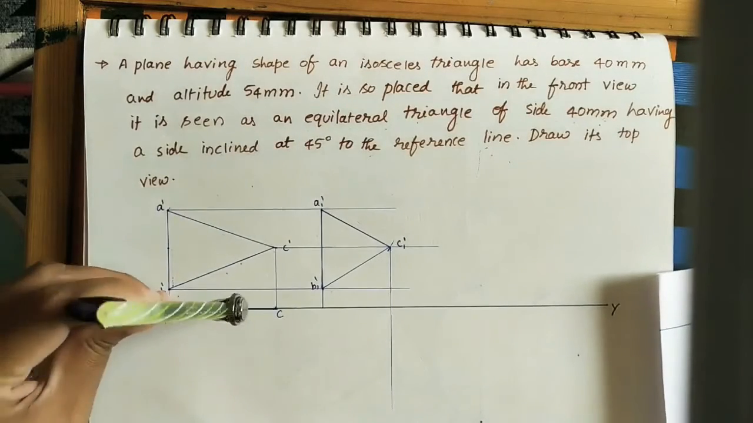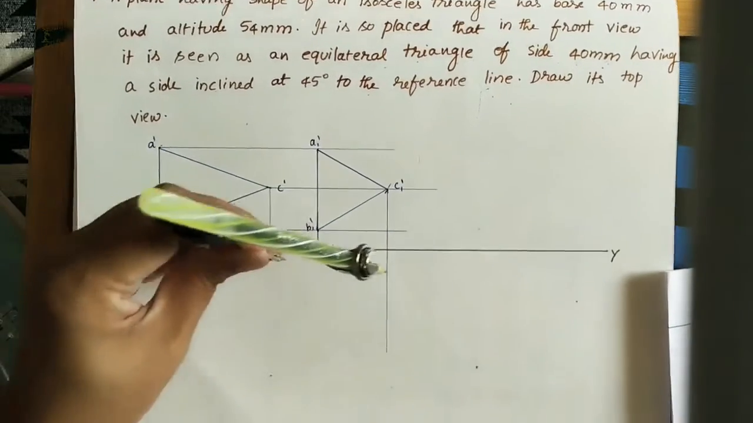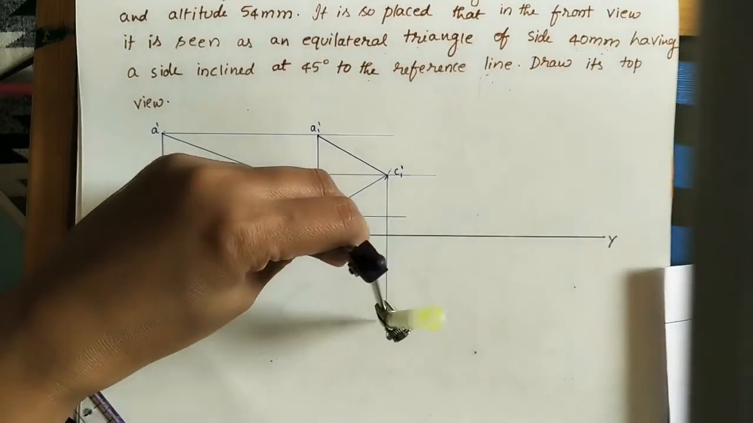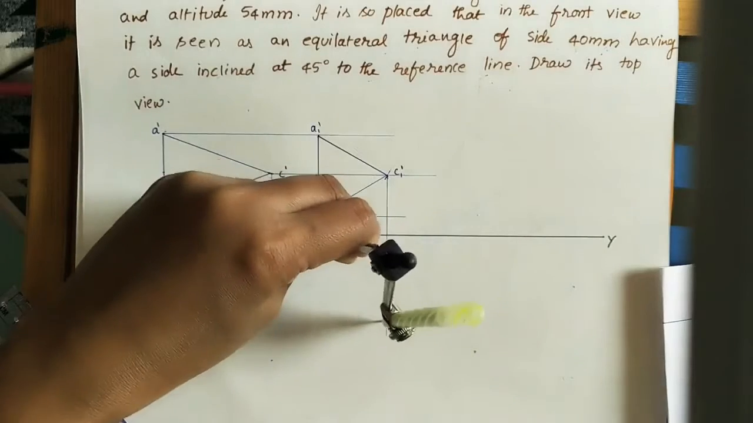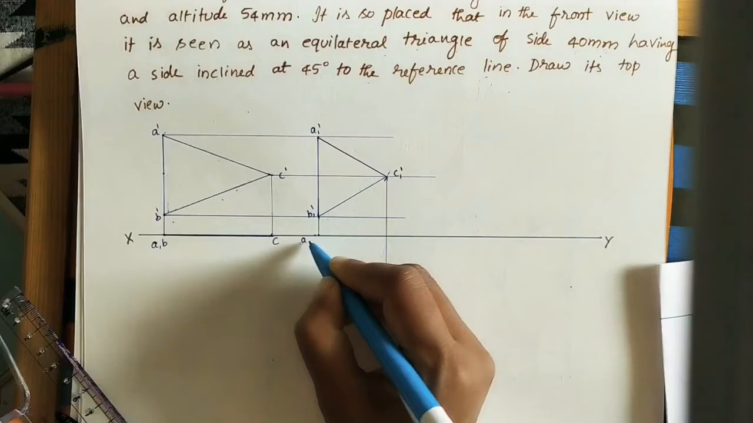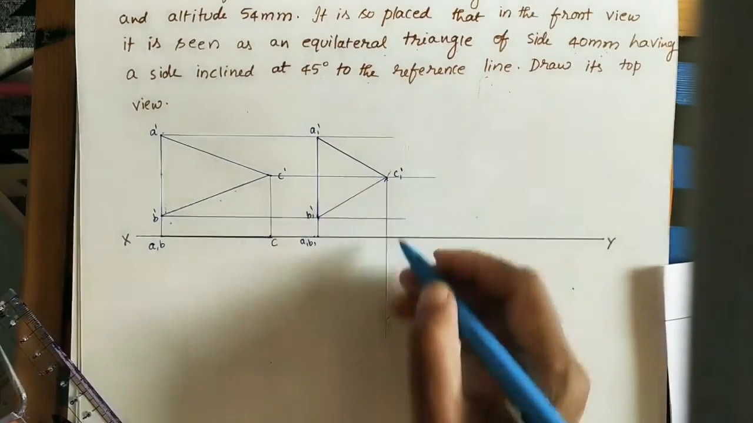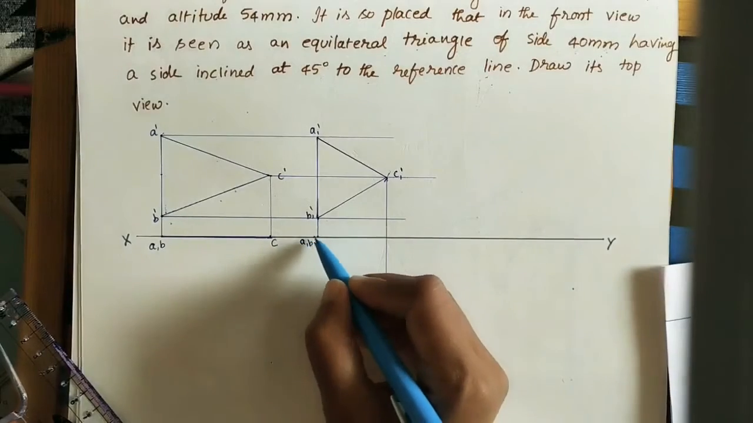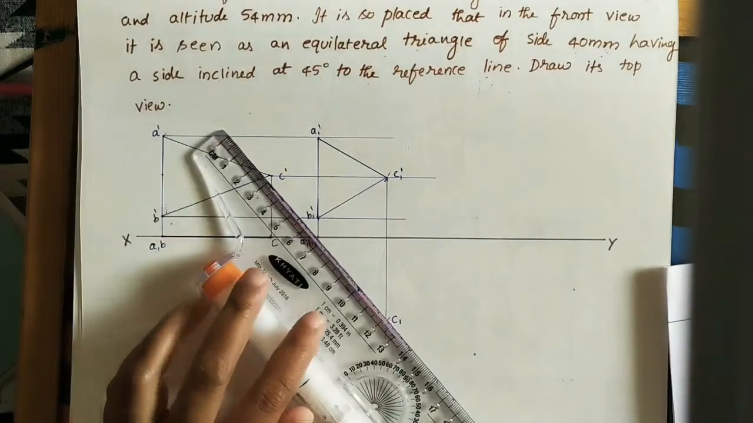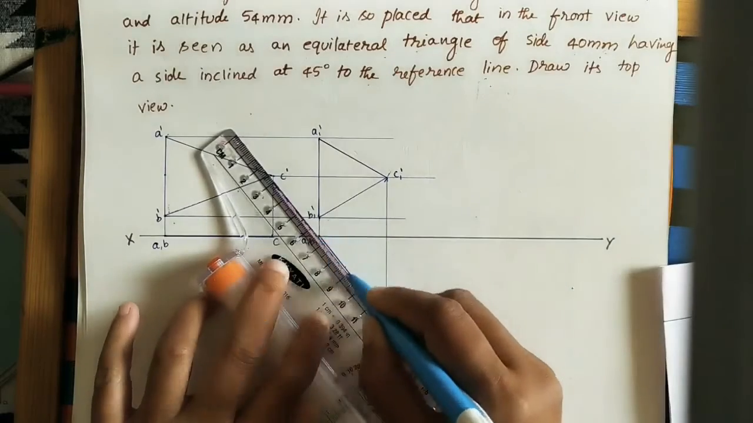Take this length. And here mark this point as the center. Okay, now this point is A1, B1. Both are coming at the same point. Okay, this point is the C1. Join A1 B1 to the C1. You will get the inclined plane.